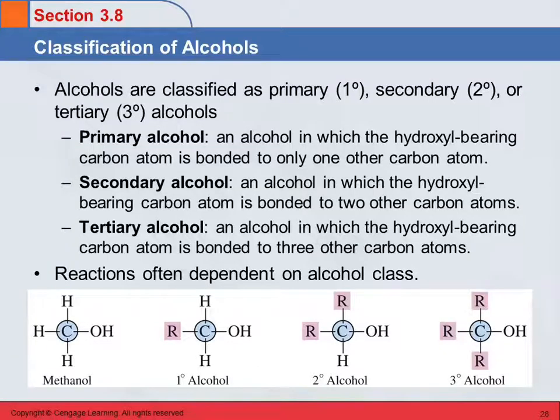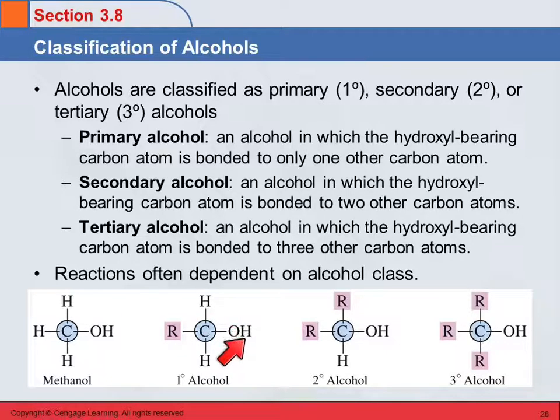So we classify alcohols as primary, secondary, and tertiary in much the same way that we classified carbon atoms. A primary alcohol is where we have the hydroxyl-bearing carbon being bonded to only one other carbon. So we're looking at the carbon that has the hydroxyl group on it. Now methanol doesn't fit in here. It would be less than primary. We often lump methanol in with the primary alcohols because it reacts in many of the same ways. But this is an example of a primary alcohol.